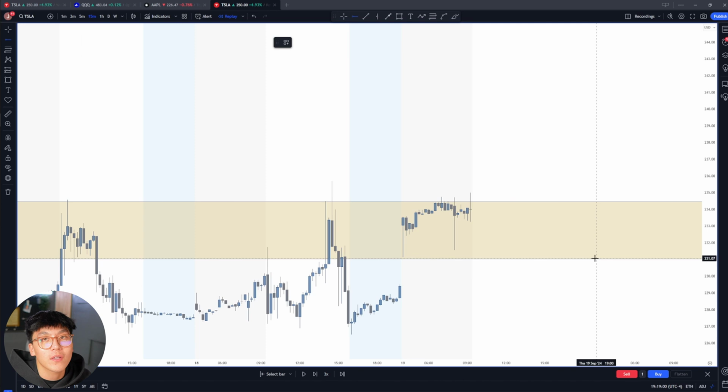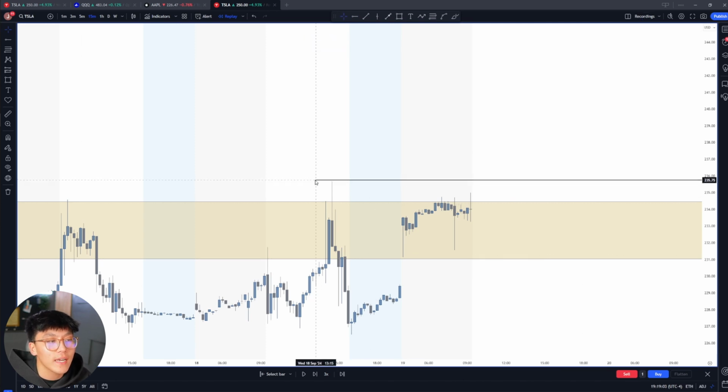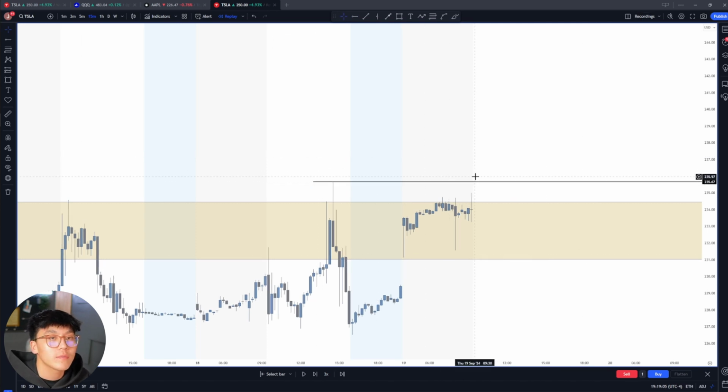So now I'm going to mark out key levels, being your previous day highs, and now we can go on to lower time frames to see exactly what I was looking for coming into market open and how I was able to capture this move towards the upside.